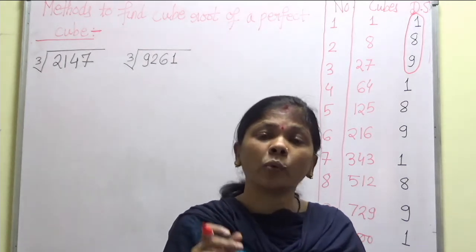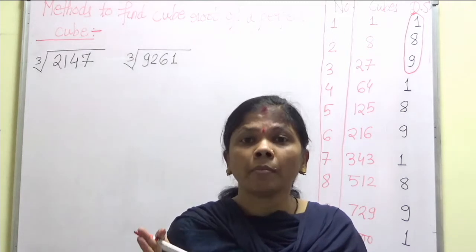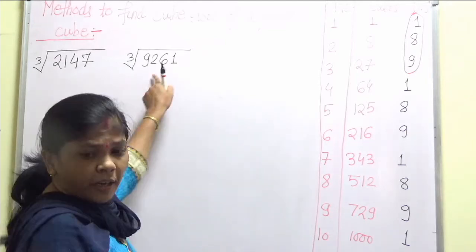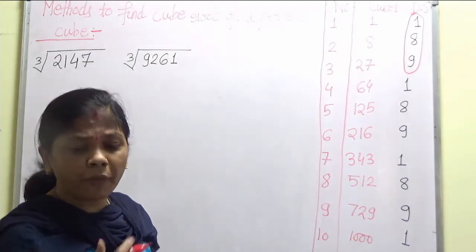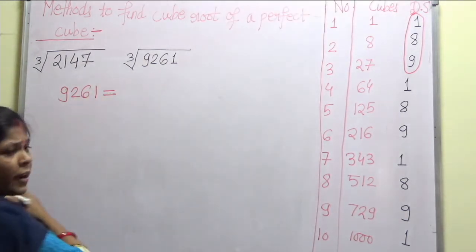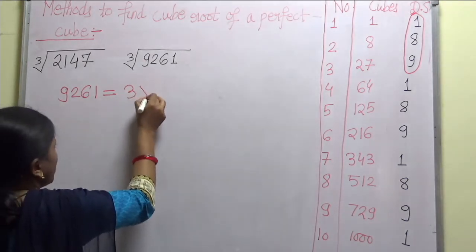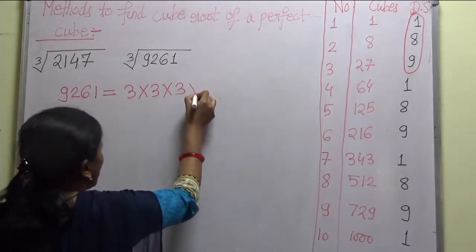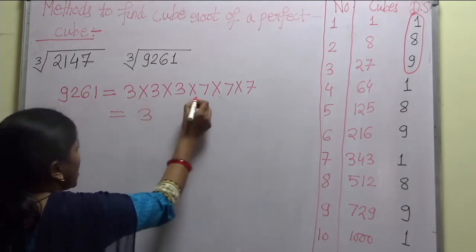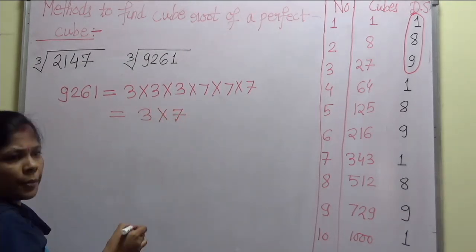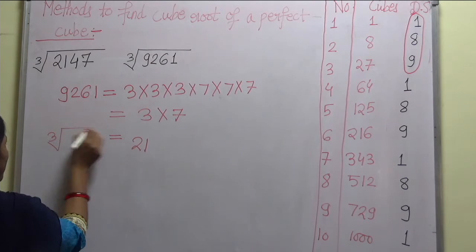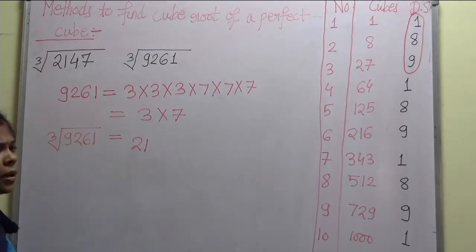The assurance we get only by the prime factorization method, which you have already done in the case of triplets. For example, take the number 9261. This is a perfect cube. Why? Because 9261 can be factorized into prime factors: a triplet of 3s and a triplet of 7s. We take one from each triplet, so it is 3 and 7, and we get 21. Therefore the cube root of 9261 is nothing but 21.